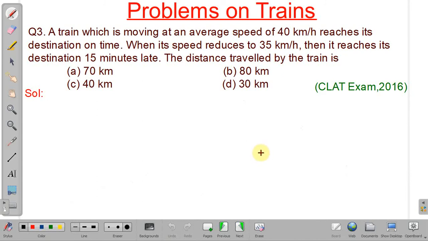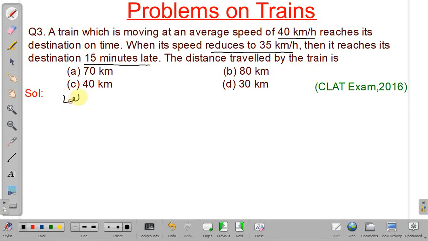See, this problem was asked in PLAT exam 2016. What is given? A train is moving at a speed of 40 km per hour and reaches its destination on time. So this is the normal speed of the train. When it reduces its speed to 35 km per hour, it will be 15 minutes late. So we have to find the distance traveled by the train.